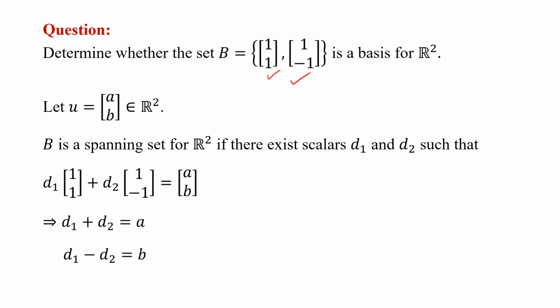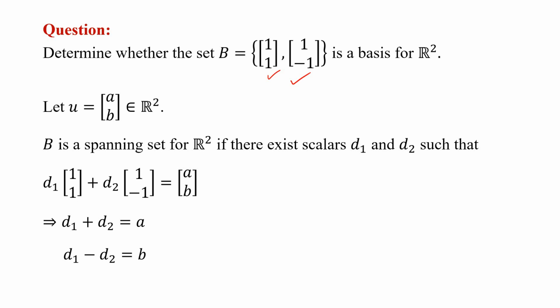Any basis for R2 is not unique. In general, for any vector space, a basis is not unique, but the number of elements in the basis will always be the same. That is, for R2, since its dimension is 2, the number of elements in the basis for R2 will always be equal to 2.